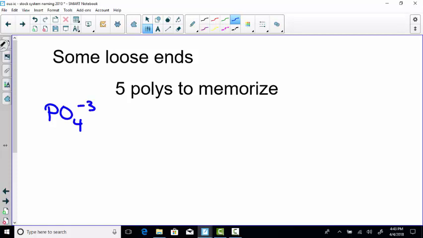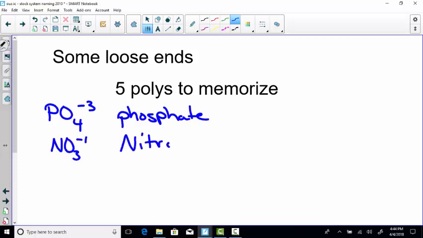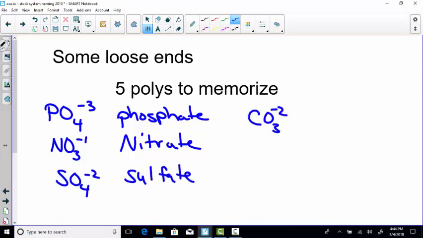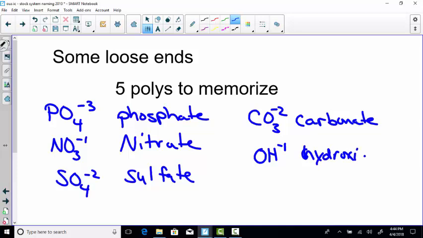PO4 with a 3- charge, which is phosphate. NO3 with a 1- charge, which is nitrate. SO4 with a -2 charge, which is sulfate. CO3 with a -2 charge, which is carbonate. And OH with a -1 charge, which is hydroxide. Okay, so put that on your list of things to start memorizing.